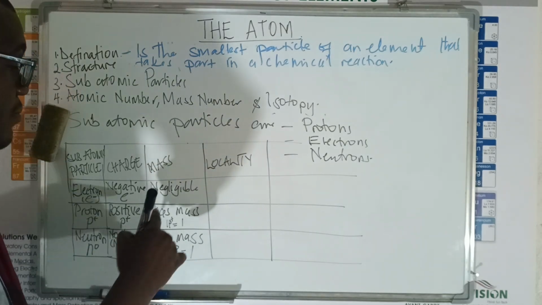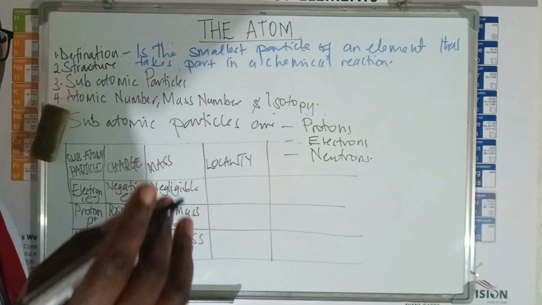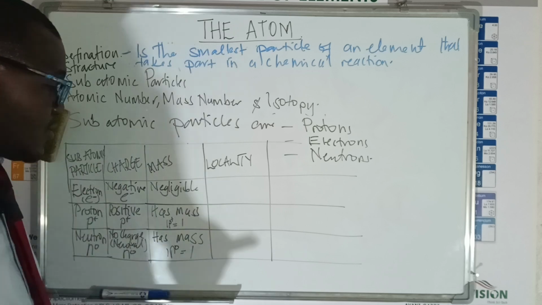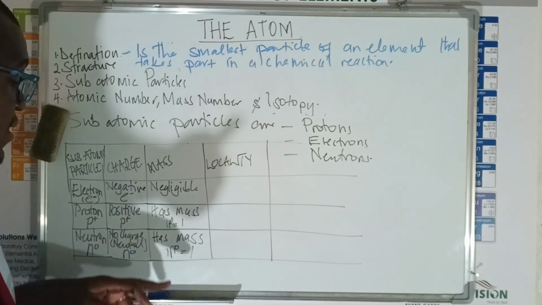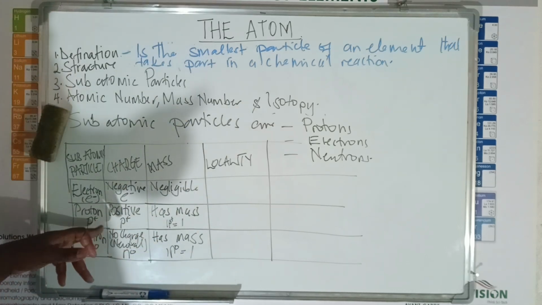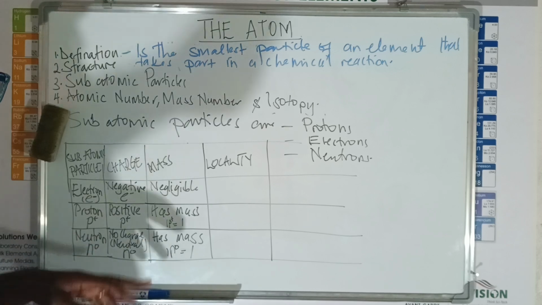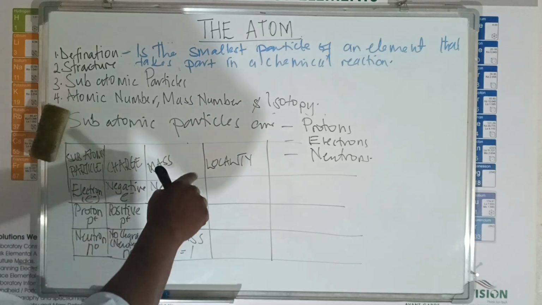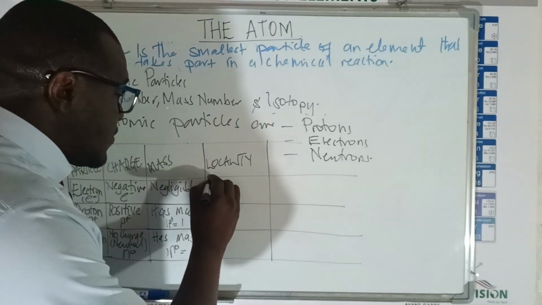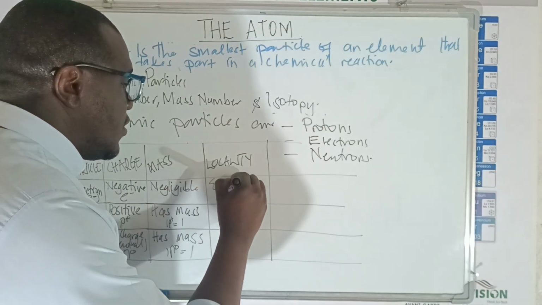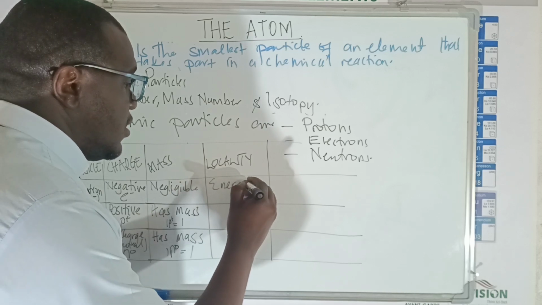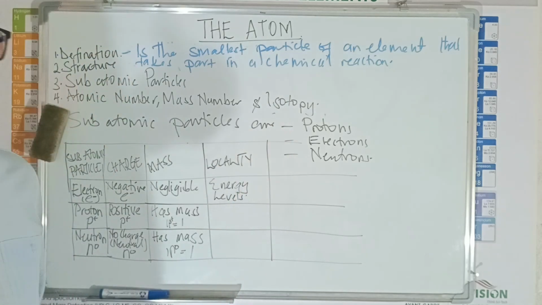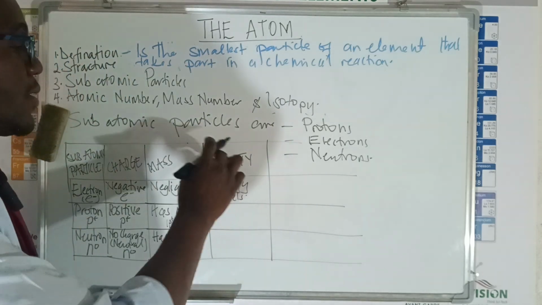Then we come to locality. Now, before you look at locality, you can see that the mass of an atom is determined by the protons and the neutrons in that atom, because the mass of an electron is negligible. Now, locality, we have seen that electrons are found in the energy levels. That is where the electrons are found. That is where they are located.